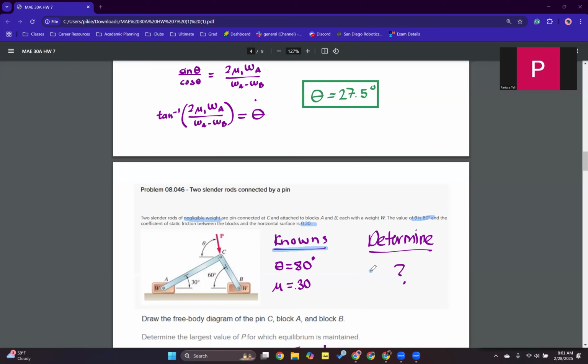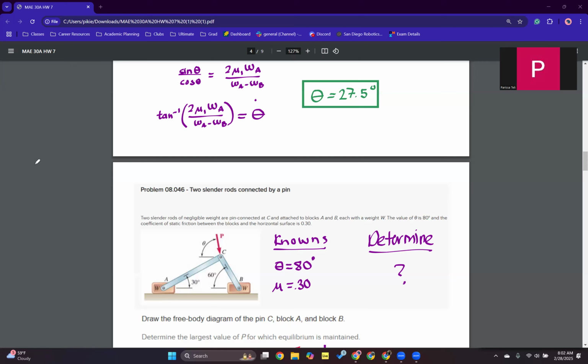So we have to figure out what P equals to maintain equilibrium. So once again, the largest value for P which maintains equilibrium means motion is about to occur but has not occurred yet. So once again, we're able to approximate friction in the same way that we did in problem 1. And then we can proceed using that assumption of max static friction.